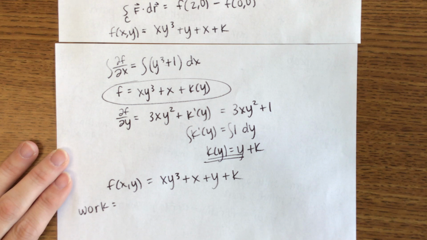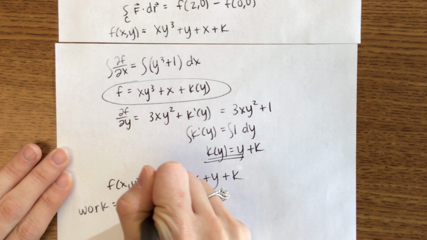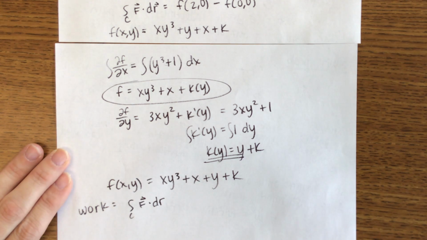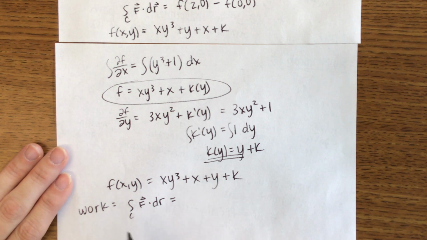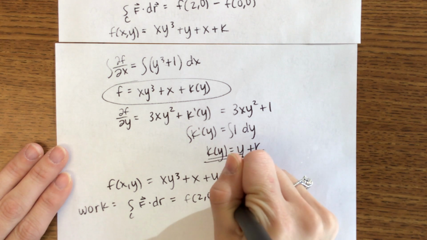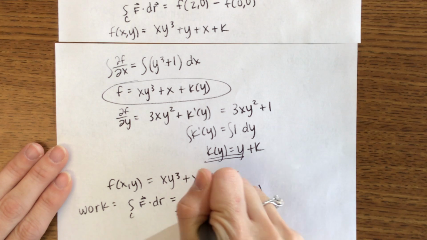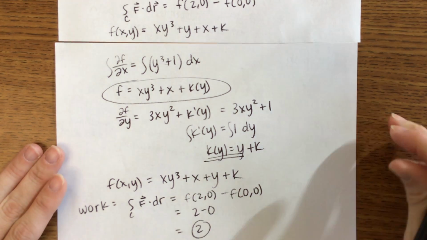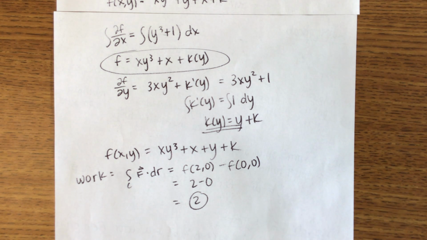We were asked though to calculate work. Anytime you are asked to calculate work, I want to see this integral. You have to show me that. Because big F is conservative, and we now found our potential function, we can do F of end point, subtract F of beginning point. If you trust me, it's 2 minus 0, and the work ends up being 2. Again, you can only use this method because we proved that big F is a conservative vector field.